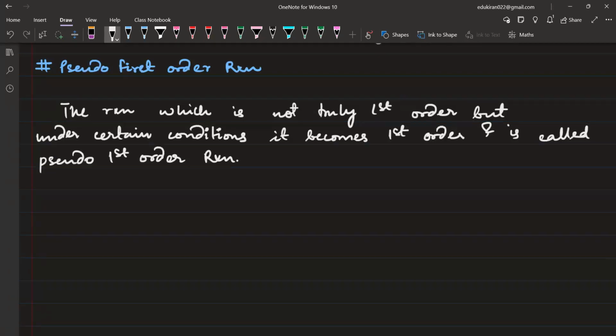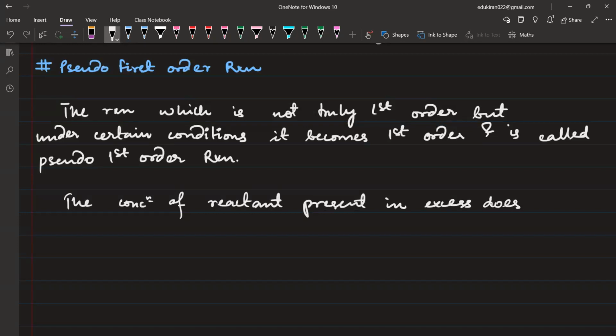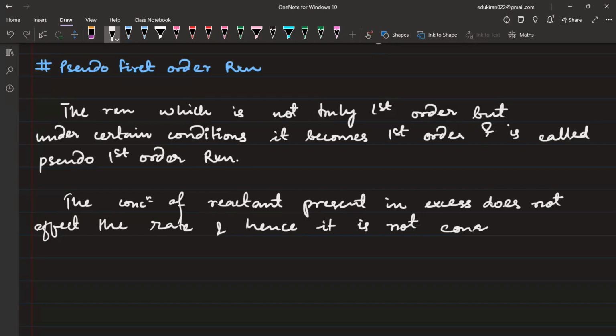Yeah, I hope you have written this down. Now please try to understand the next point. The concentration of reactant present in excess does not affect the rate, and hence it is not considered in the rate equation.